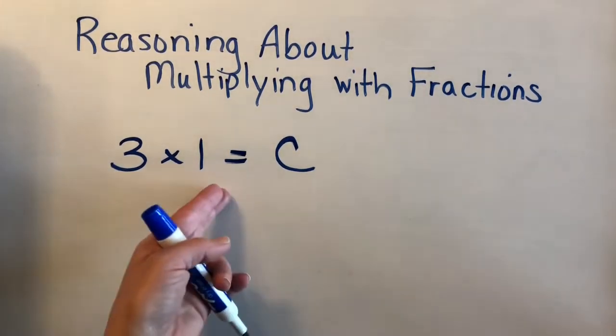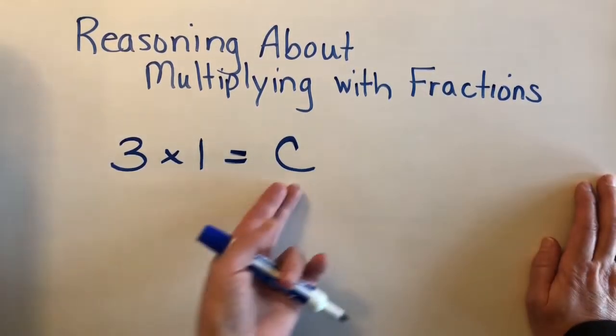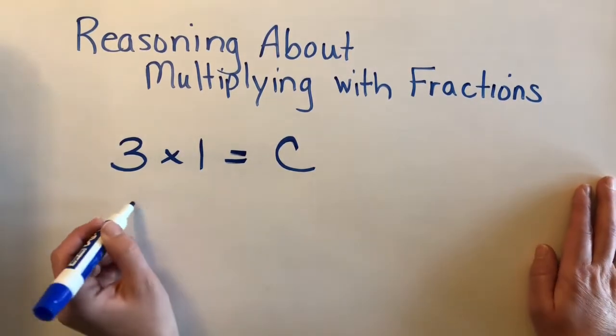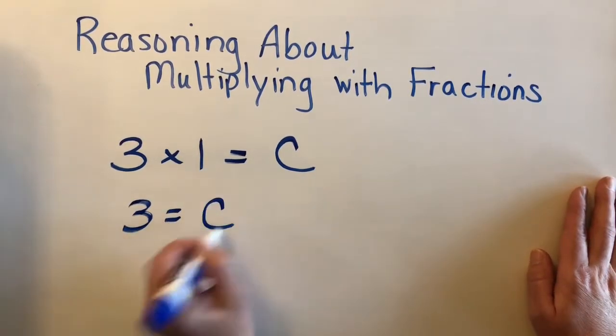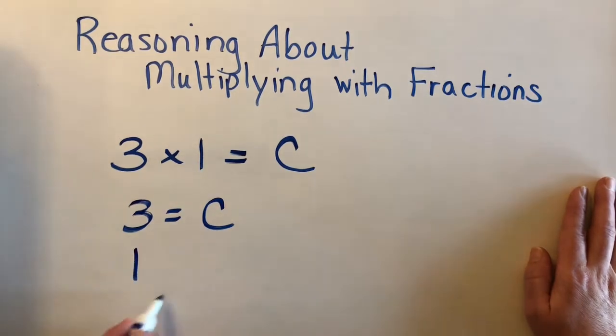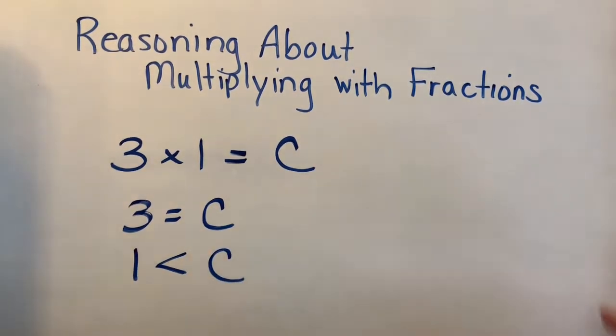Well, we know that any number times 1 equals that number, so the answer is going to be 3. So therefore, 3 is going to be equal to C. 1 is going to be less than C. Okay?